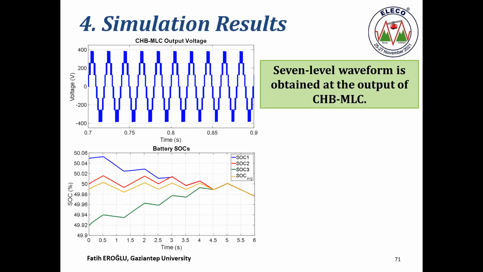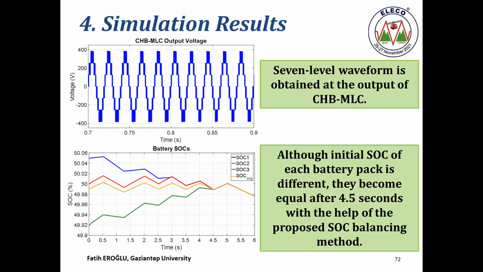And this is the state of charge balancing performance of the proposed method. As you can see, the initial SOCs are different. The yellow line represents the average SOC of these three battery packs. Initial SOCs are different, but they become equal after almost 4.5 seconds with the help of the proposed SOC balancing method.